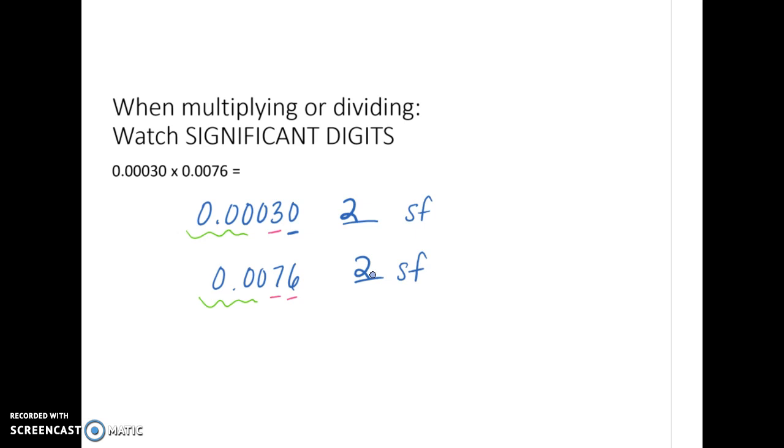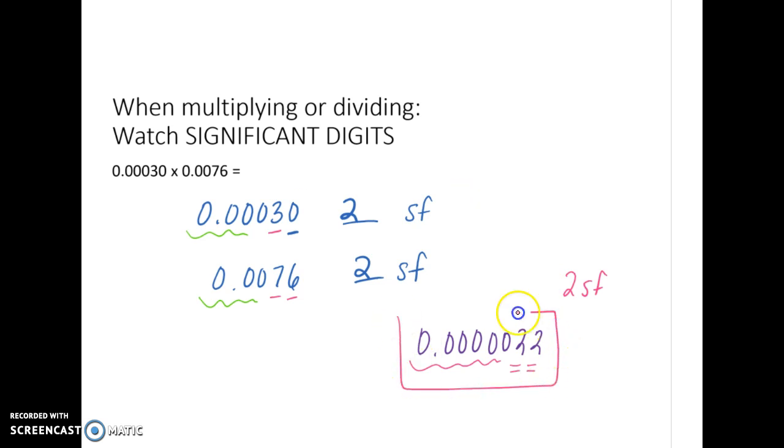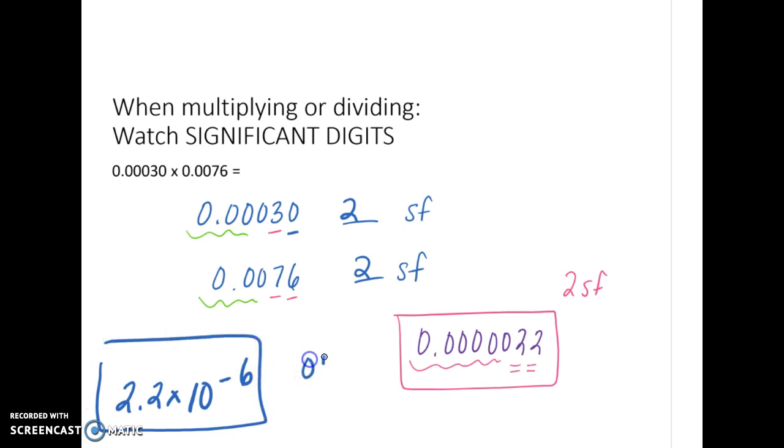So then you plug it into your calculator, and your calculator gives you this as your answer. Remember, these zeros are in front, so they don't count. This 2 counts, and that 2 counts. So you have 2 sig figs in this answer. So this would be your answer. You could also write it in scientific notation, and that would look like 2.2 times 10 to the minus 6, if you wanted to do that. This or this, totally okay.